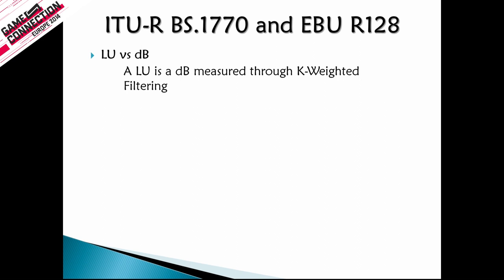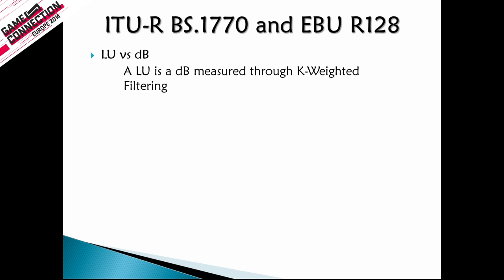That's a definition I came up with. It's basically that an LU is a dB measured through K-weighting filtering. For dialogue, it's actually slightly different, because if you remember, the K-weighting gets rid of low frequency and actually has a bump starting at 1K. So if you have a deep voice with lots of low end, it will measure slightly different whether you go through K-weighting or not.